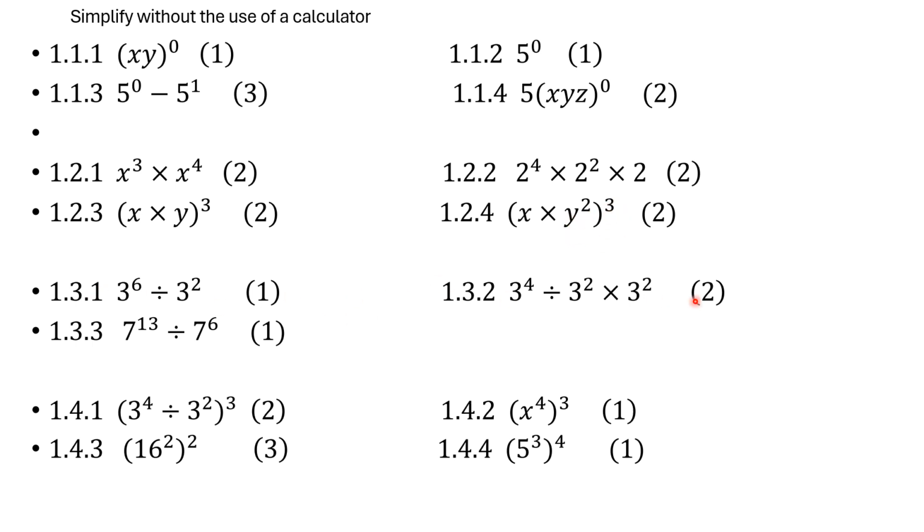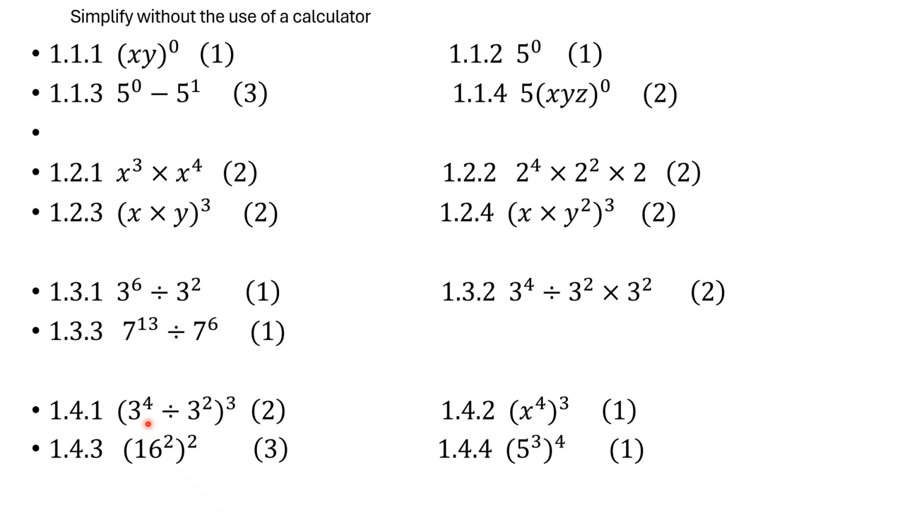Then we have our division problems. 3 to the power 6 divided by 3 squared. 3 to the power 4 divided by 3 squared. Combine, do it. Multiplication 3 to the power squared for 2 marks. 7 to the power 13 divided by 7 to the power 6.